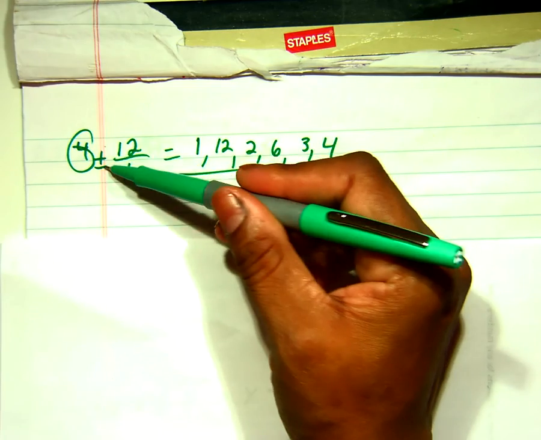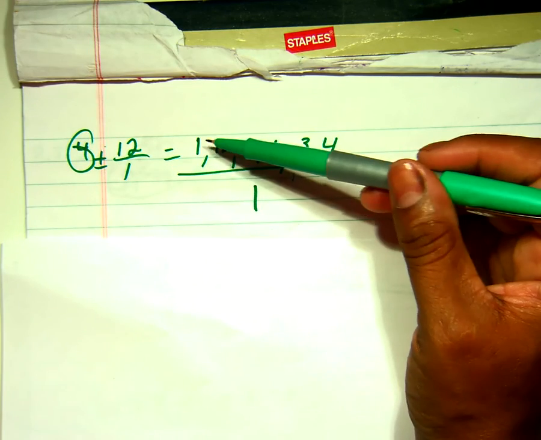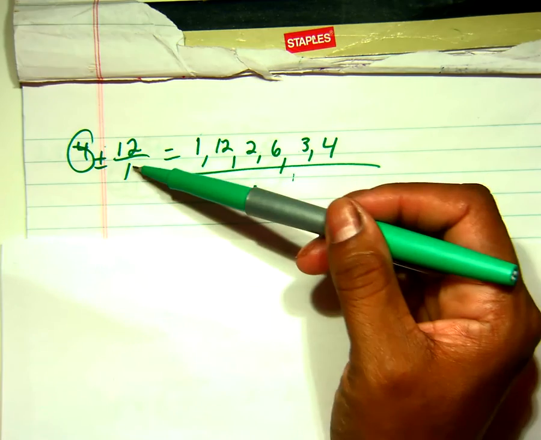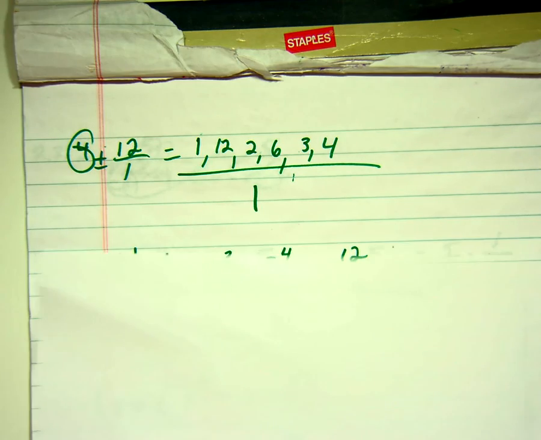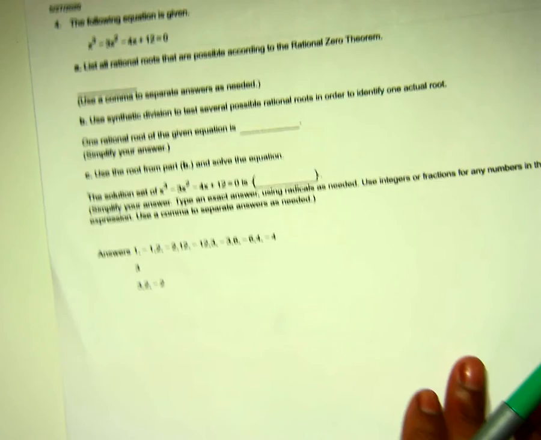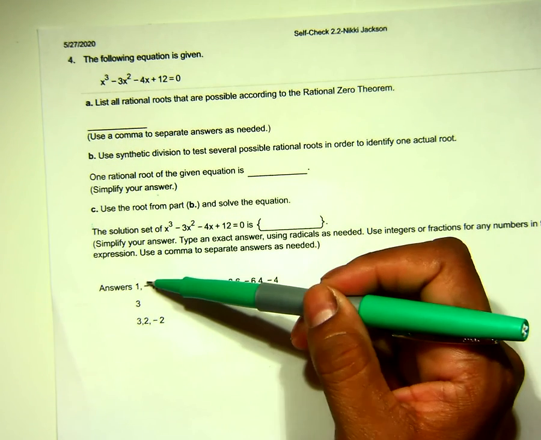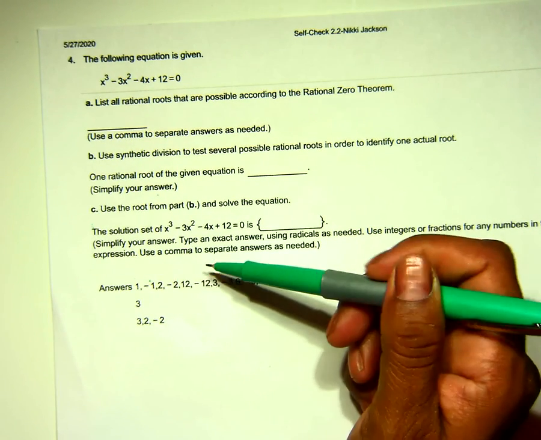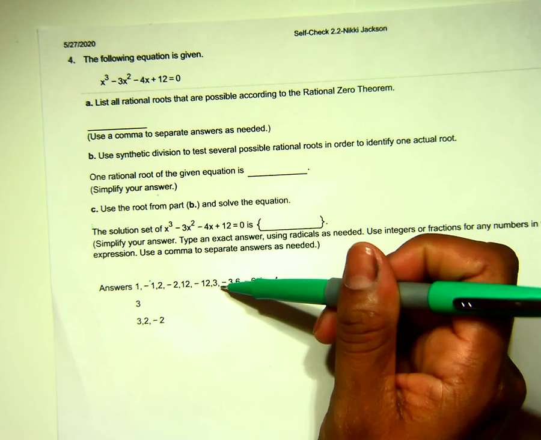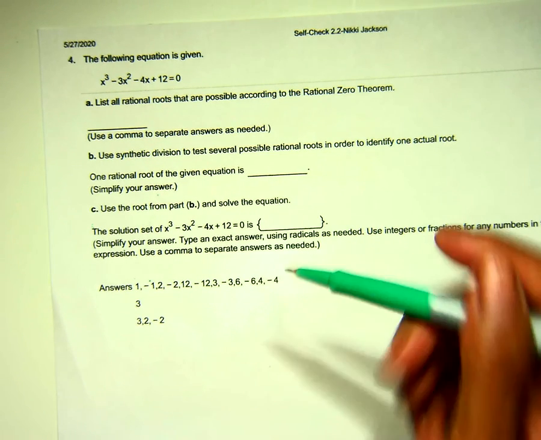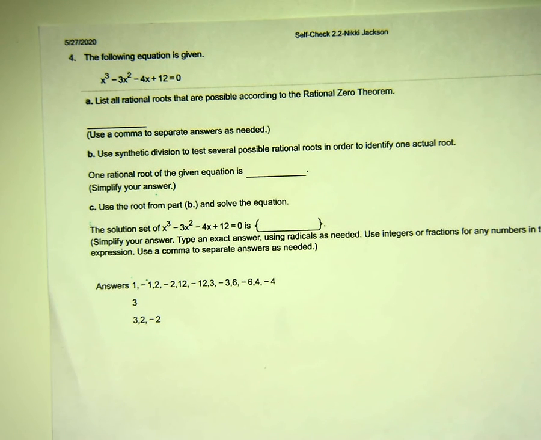You've got the plus and minus right here. The factors of 12 are 1 and 12, 2 and 6, and 3 and 4. And then the factors of 1 itself are just 1. So those are all your possible factors. When you type it in, you can either type it in as pairs, or as listed right here: plus and minus 1, plus and minus 2, plus and minus 12, plus and minus 3, plus and minus 6, and plus and minus 4. What I mean by plus and minus, of course, is negative and positive.